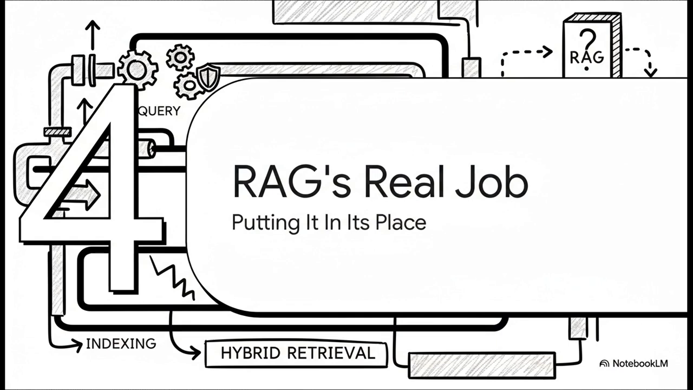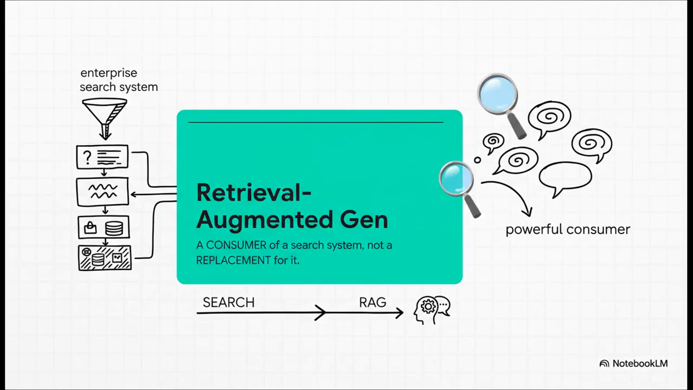We're using hybrid retrieval. So the big question is, where in the world does RAG fit into all of this? And here it is. This is the single most important takeaway from this entire explainer. RAG comes after search. It doesn't replace the search system. RAG is a powerful consumer of a great search system. It sits on top of all that difficult foundational work. It doesn't do the work itself.